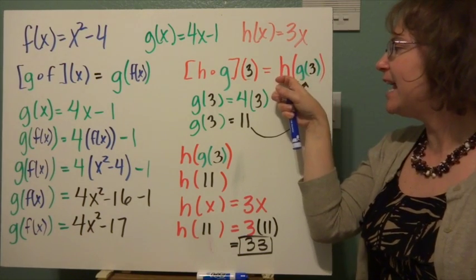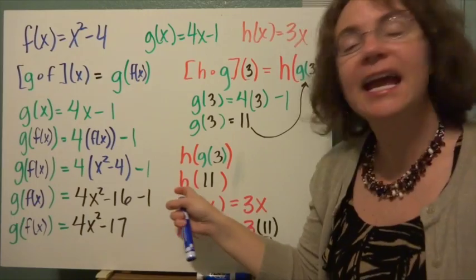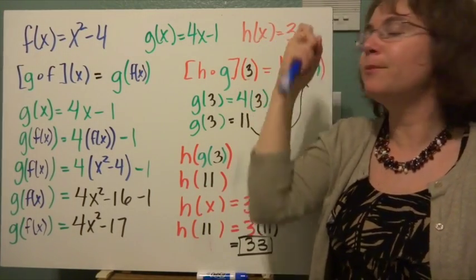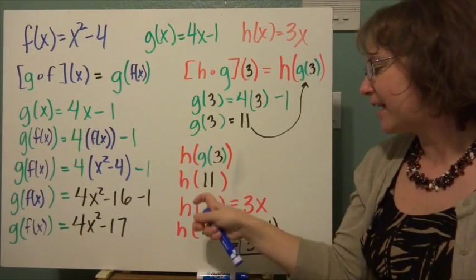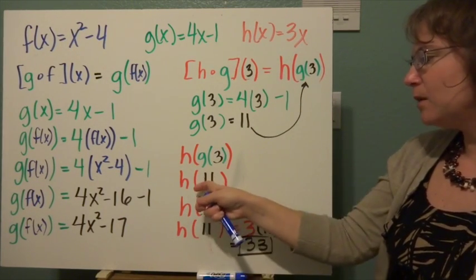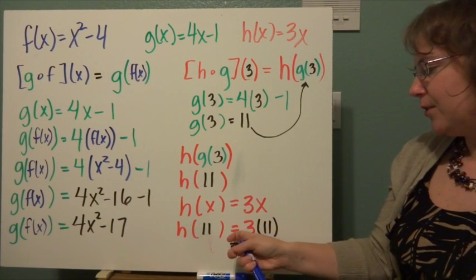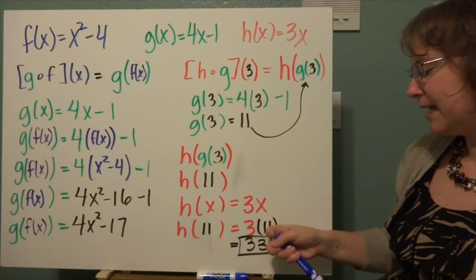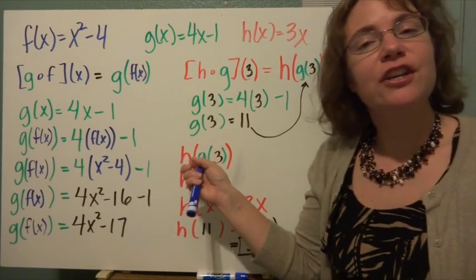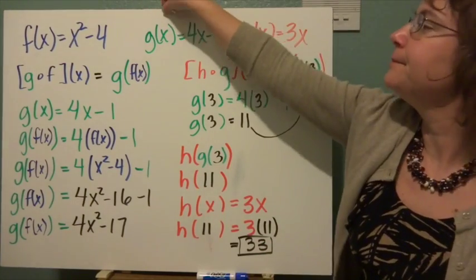So I'm going to find h of g of 3, which is the same thing as finding h of 11. I'm going to take that 11 and substitute it in for my x value in h of x. So here I have h of x is equal to 3x, and I really want h of 11. So h of 11 is equal to 3 times, I'm going to replace the x with 11, is 33. So my h of g of 3 is equal to 33.